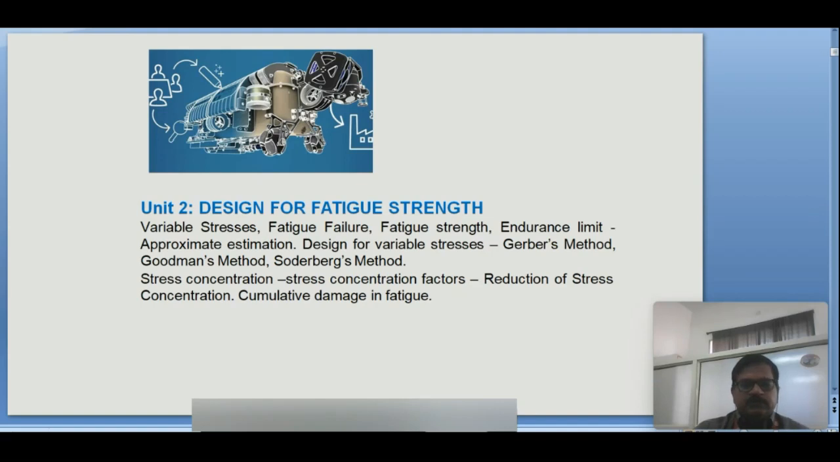In this unit, we'll discuss variable stresses, fatigue failure, fatigue strength, endurance limit, design for variable stresses by using three different methods: Gerber's method, Goodman's method, and Soderberg's method. Stress concentration, factors that are affecting the stress concentration, how to reduce the stress concentration, and cumulative damage in fatigue. So these are the things we will discuss in unit number 2.